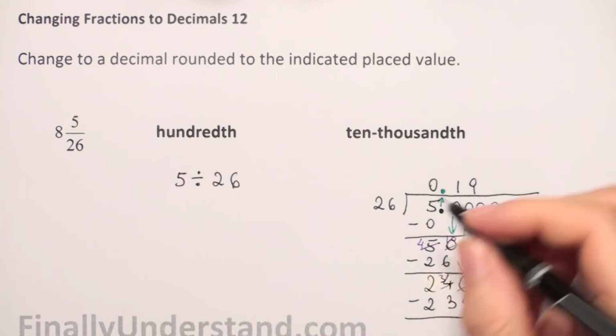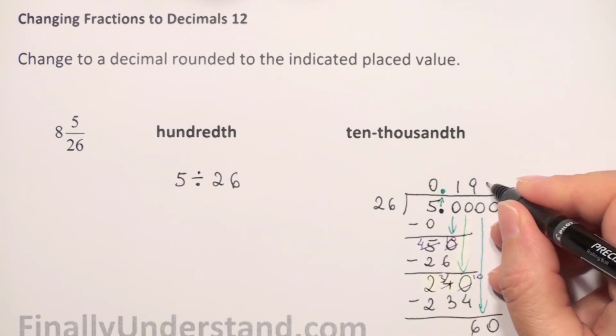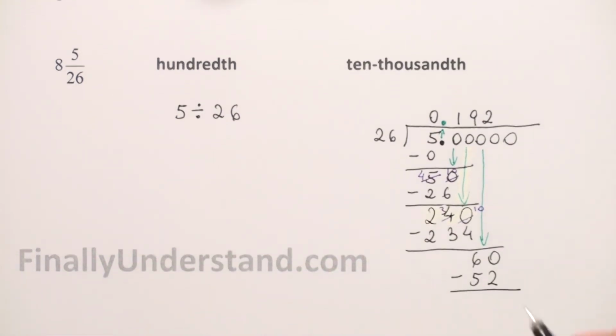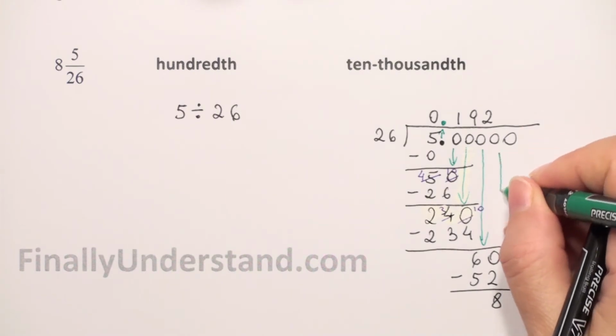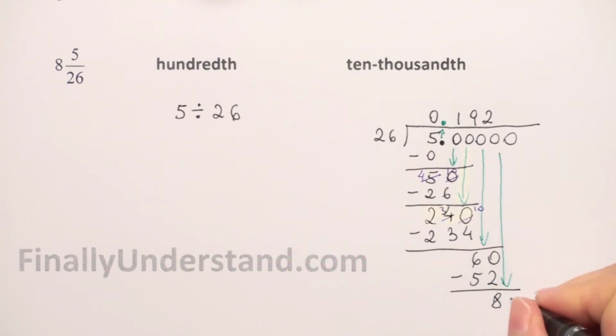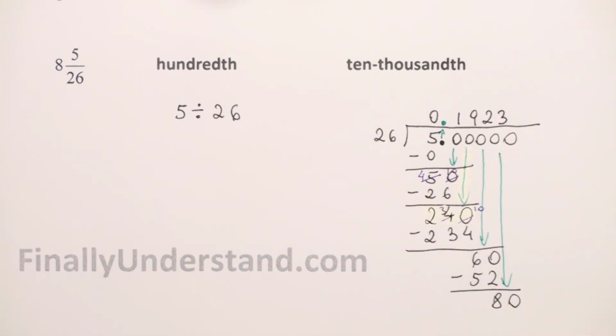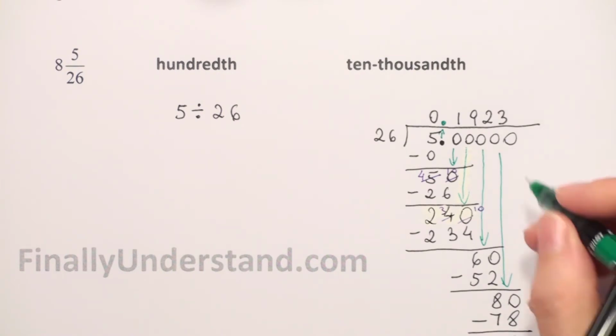We have 60 divided by 26, so it will be 2. 2 times 26 will be 52. Subtraction. So we will have 8. We have to take down the next 0. So we have 80 divided by 26, so it will be 3. 3 times 26 will be 78. Subtraction, so it will be 2. We have to take down the next digit.